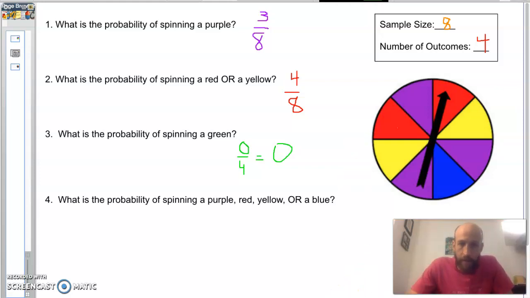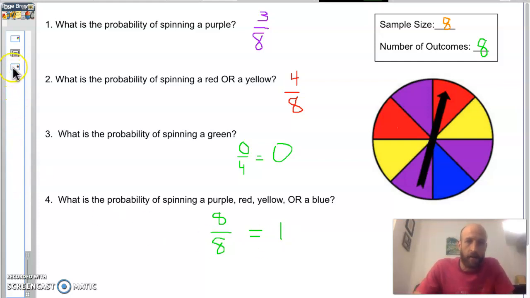What is the probability of spinning a purple, red, yellow, or blue? So purple, red, yellow, or blue. Well, those are the only colors here. They represent all of the spots of the spinner. So that number of outcomes is 8, which means 8 out of 8, or 1 whole. And that means it is 100% certain that if you spun the spinner, you would either get a purple, red, yellow, or a blue. There's no other colors on there, so you're guaranteed to get at least one of them.